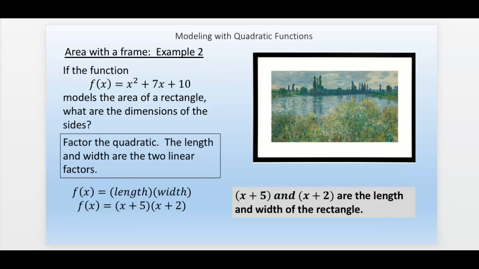This is an area with a frame again, and this is a picture with a frame. They're giving you the function of the area right here, and they're asking, what are the length and width? Well, this length times width gives this area. And remember, this is a quadratic, so a quadratic is two linear factors multiplied together: length times width. Length and width are distances, linear distances. So you factor the quadratic. I got x plus 5 and x plus 2, and that is the length and width. I just leave it like that: x plus 5 and x plus 2.